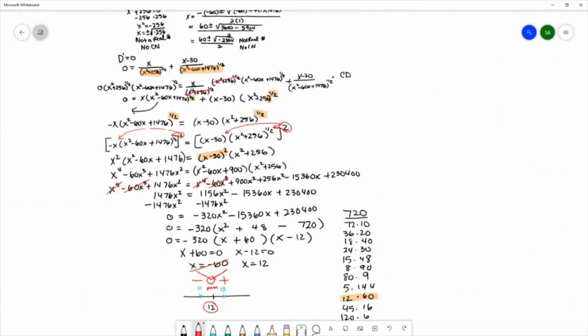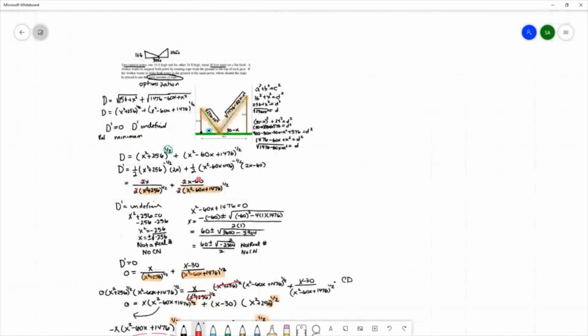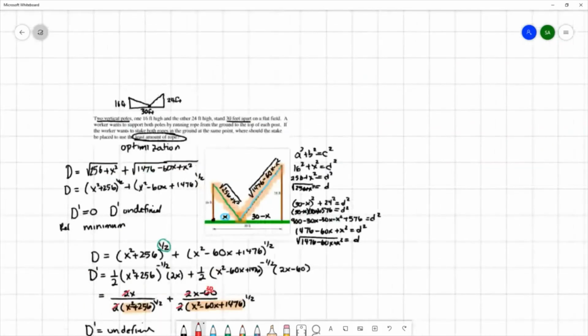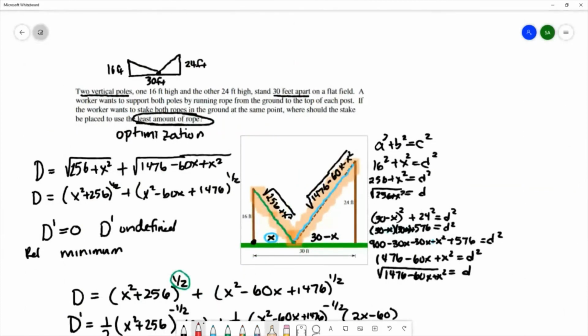So let's just go back to the original problem to make sure we answer the question. The question says, where should the stake be placed to use the least amount of rope? So the stake should be placed 12 feet from the 16-foot vertical pole.